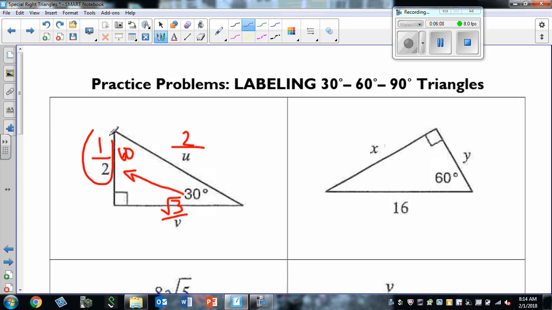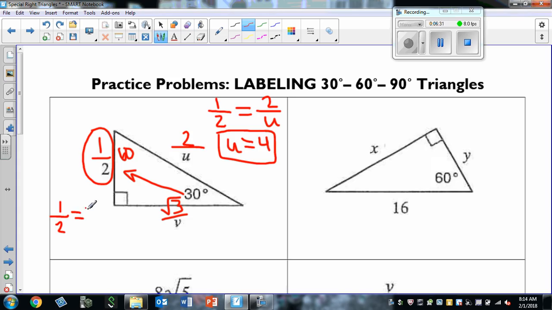Obviously, this is the side with 2 numbers, so that's what I would use to solve. I'd have 1 over 2 equals 2 over u. If you wanted to keep solving, you'd cross multiply. You'd get u equals 4. Woohoo. Then you could go and solve for v. 1 over 2 equals root 3 over v. Again, cross multiply. I have v equals 2 stays outside, root 3 stays inside.